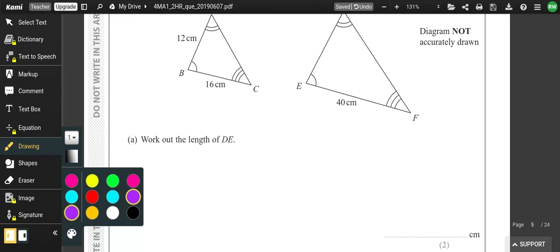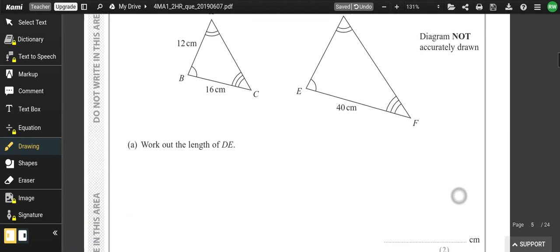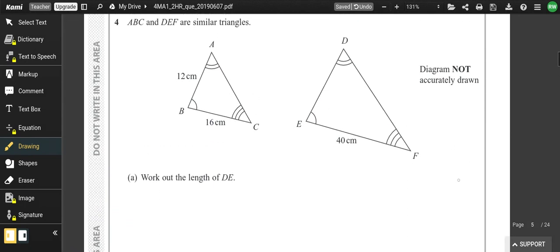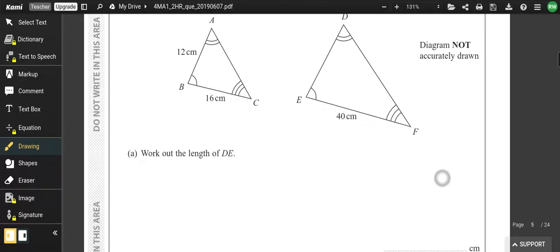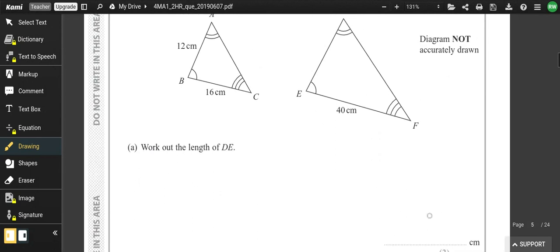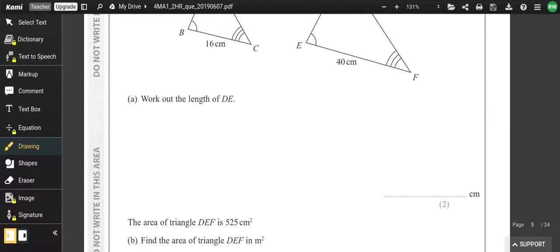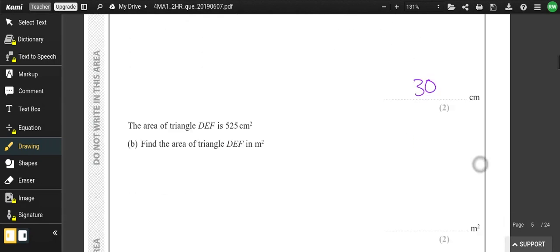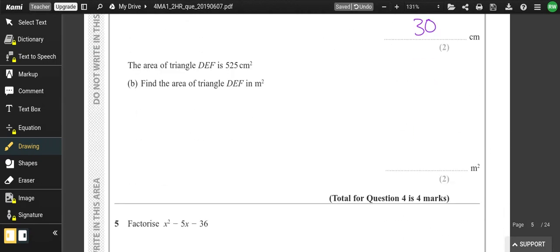Similar triangles, work out the length of DE. I think everybody got that right. DE is 40/16. Excuse me. 40/16 times by 12. Wait, 40/16. Yeah, that was it. 30 there.